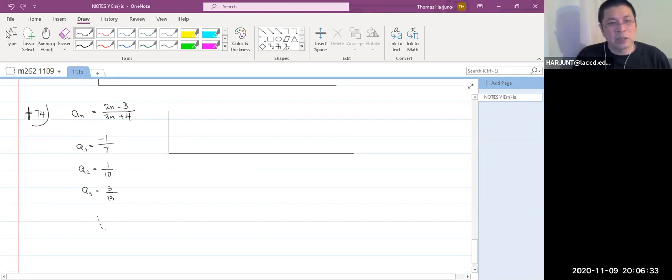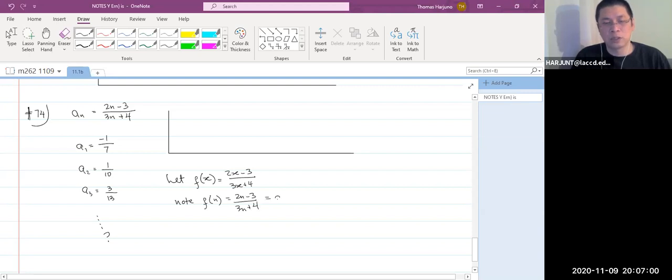So imagine this is my scratch paper. Let's use a superposition function then. Let f(x) equal (2x minus 3) over (3x plus 4). Note that f(n) equals (2n minus 3) over (3n plus 4), which is the nth term. Now get the first derivative.